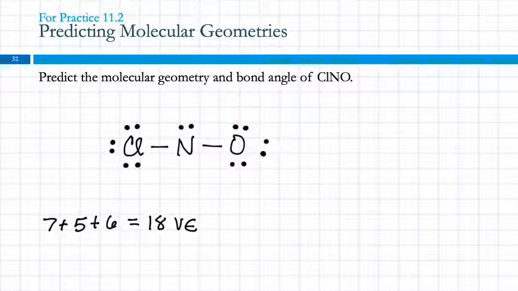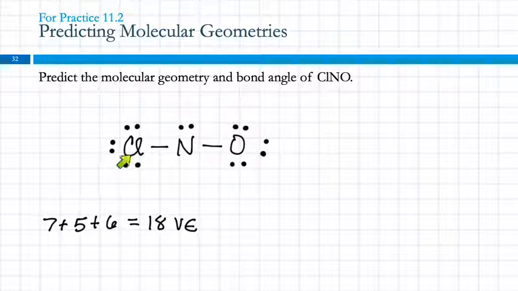So is this good? No. I don't have an octet on the nitrogen. And if I do formal charges, I'll find out that I don't have 0 formal charges here, and nitrogen isn't one that will put up with an incomplete octet anyway. So we need to do some more sharing. It's not going to matter for the geometry, but for a correct Lewis structure, it would actually matter. We have to put a double bond in here.